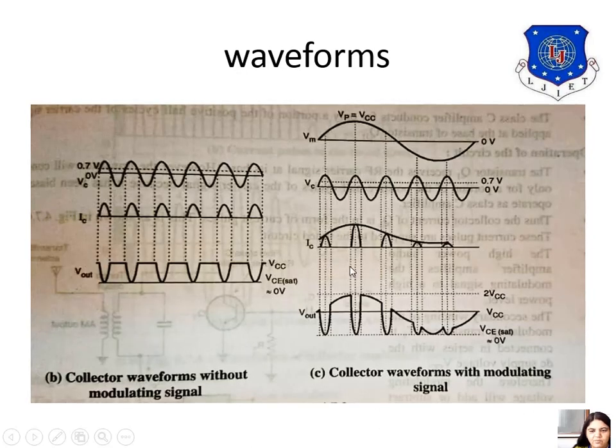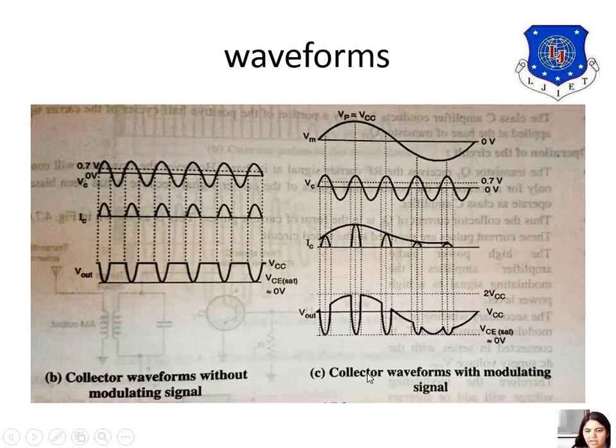Here are the waveforms which we will get. These are the collector waveforms without the modulating signal. As we have seen in the diagram, if the modulating signal is not applied, it will only act as an amplifier. You can see here the collector waveforms without the modulating signal. This is the collector current IC, and the output voltage is equal to VCC. This way we have the output across the collector.